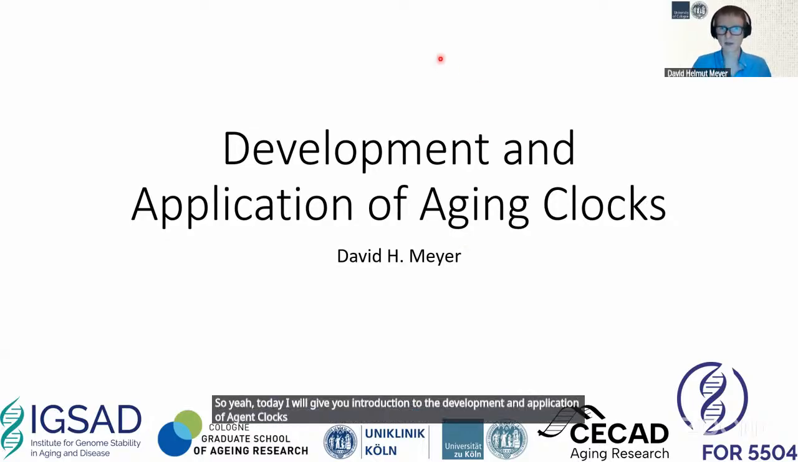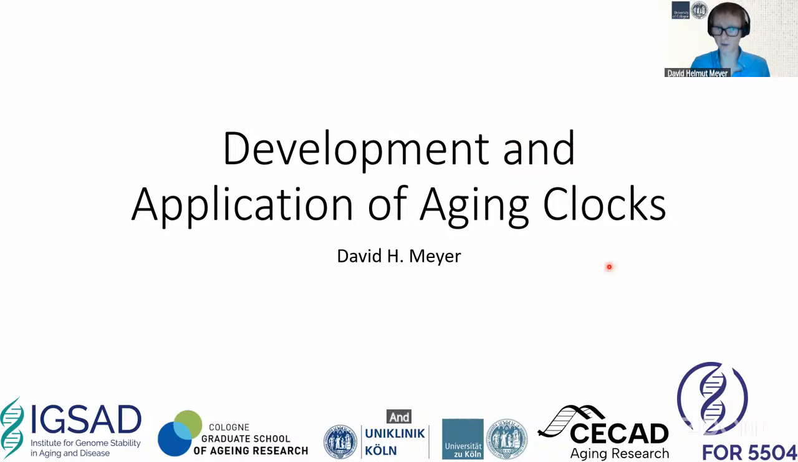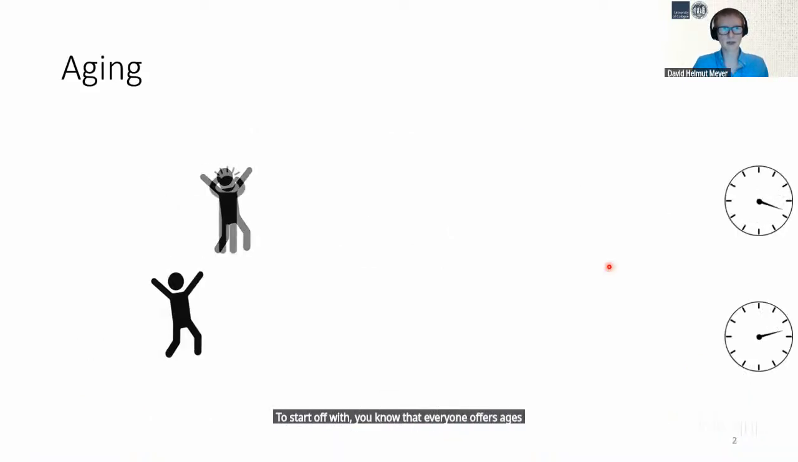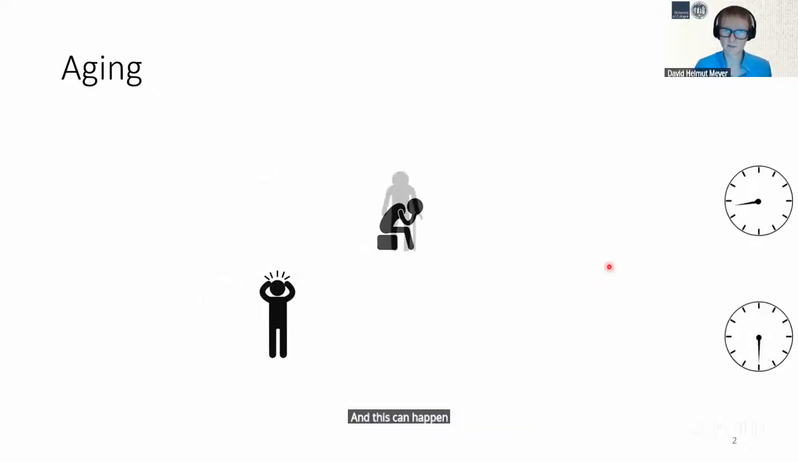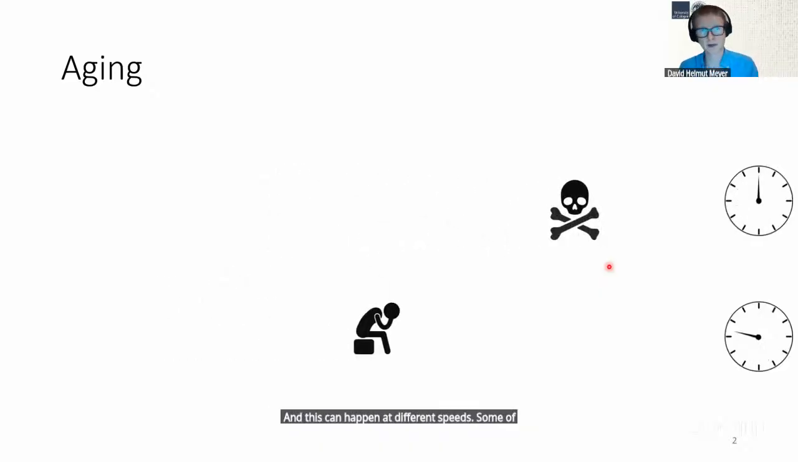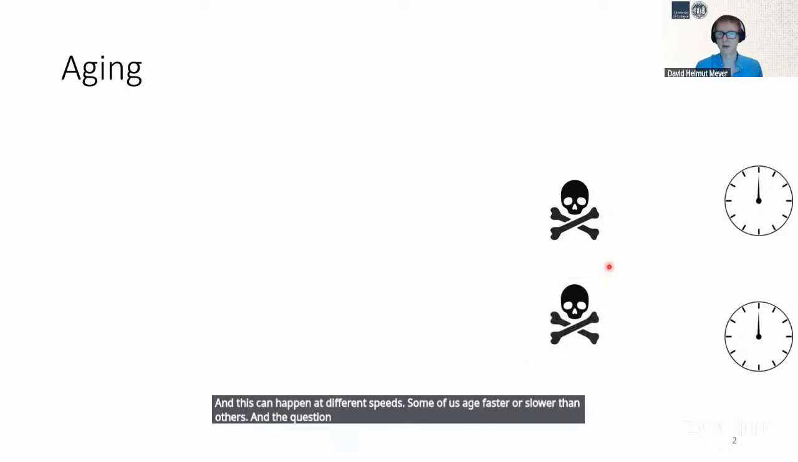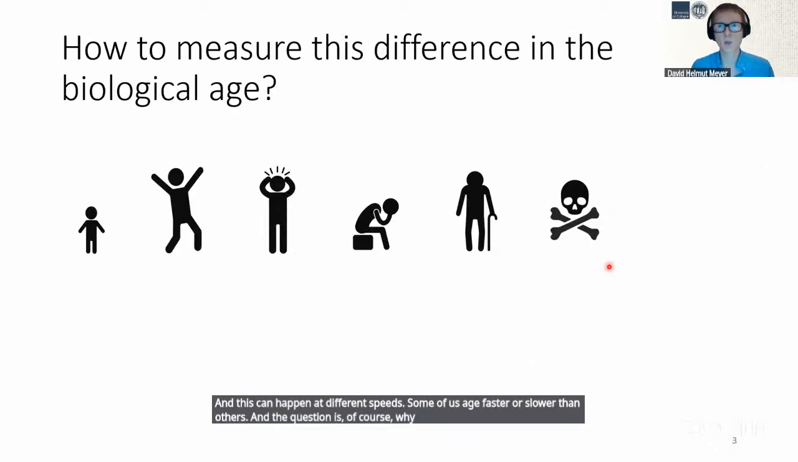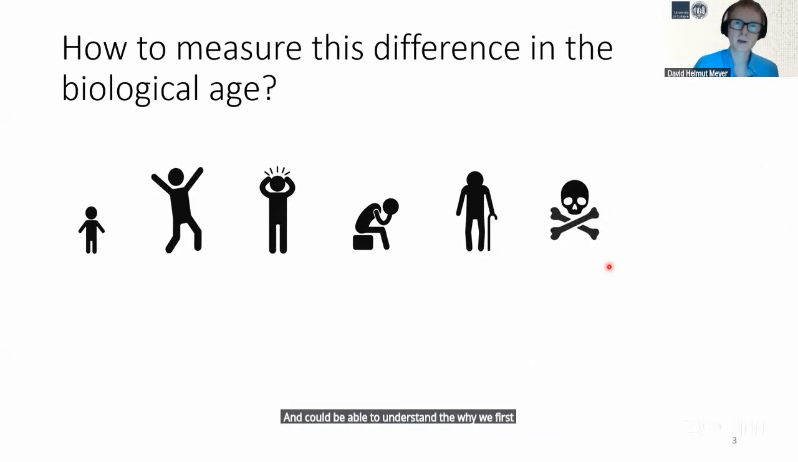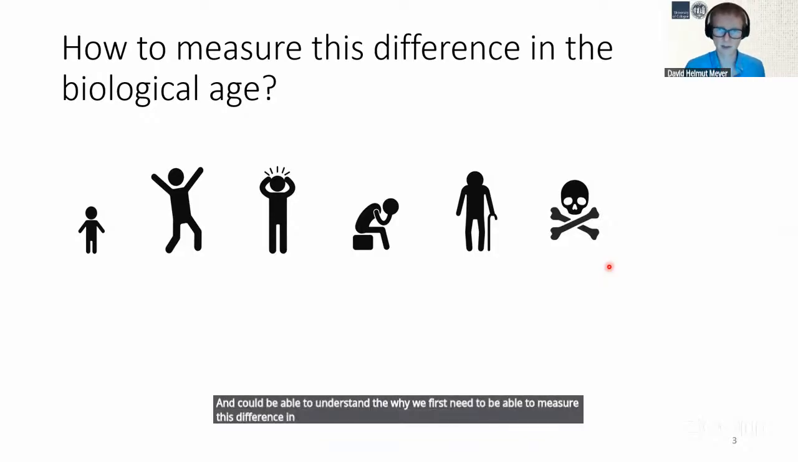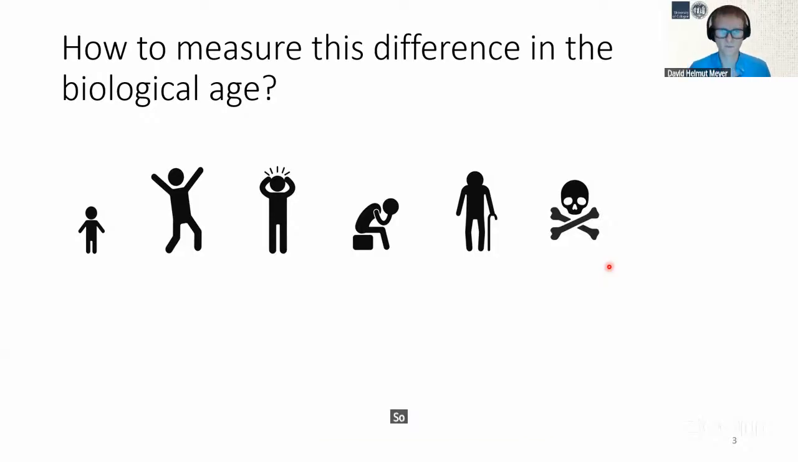Today I will give you an introduction to the development and application of aging clocks. To start off, you know that every one of us ages, and this can happen at different speeds. Some of us age faster or slower than others. And the question is, of course, why? To be able to understand the why, we first need to be able to measure this difference in the biological age. So how can we do so?